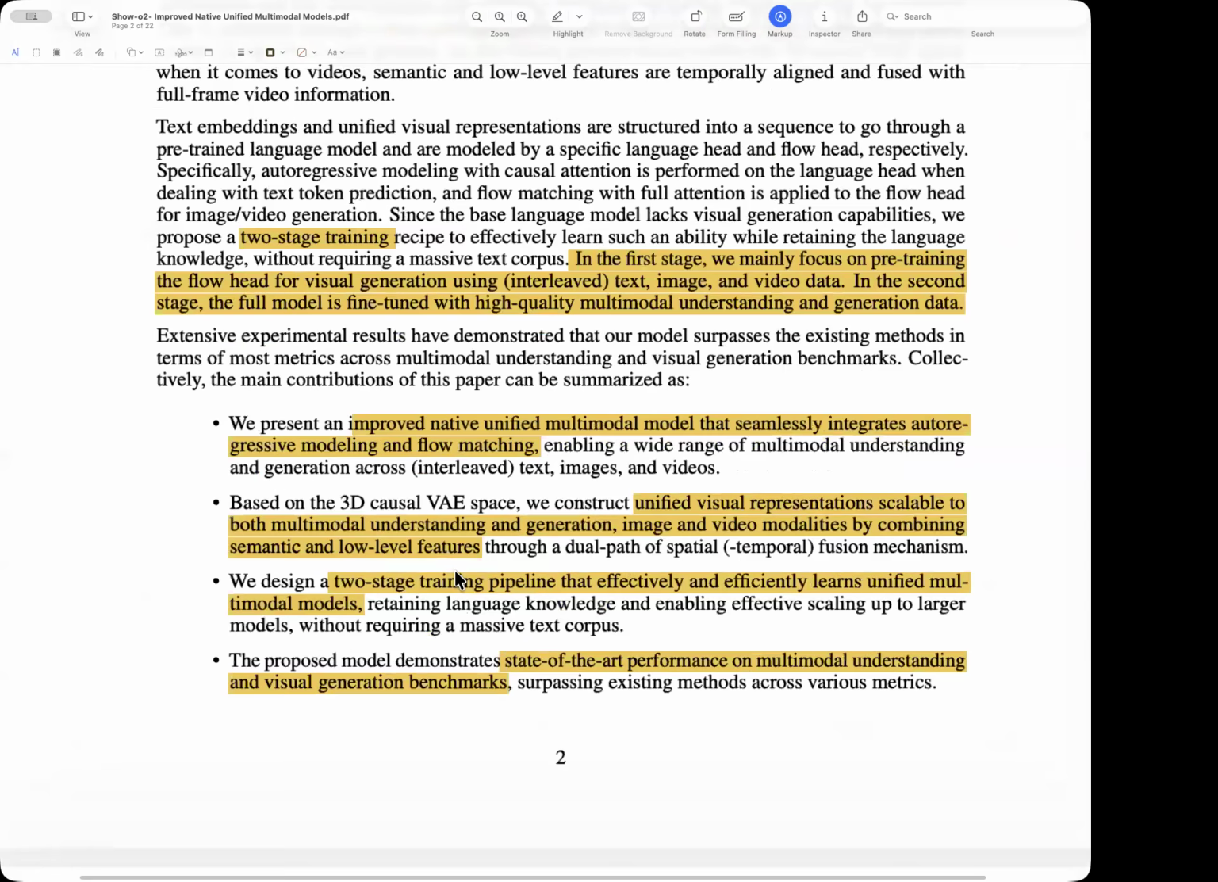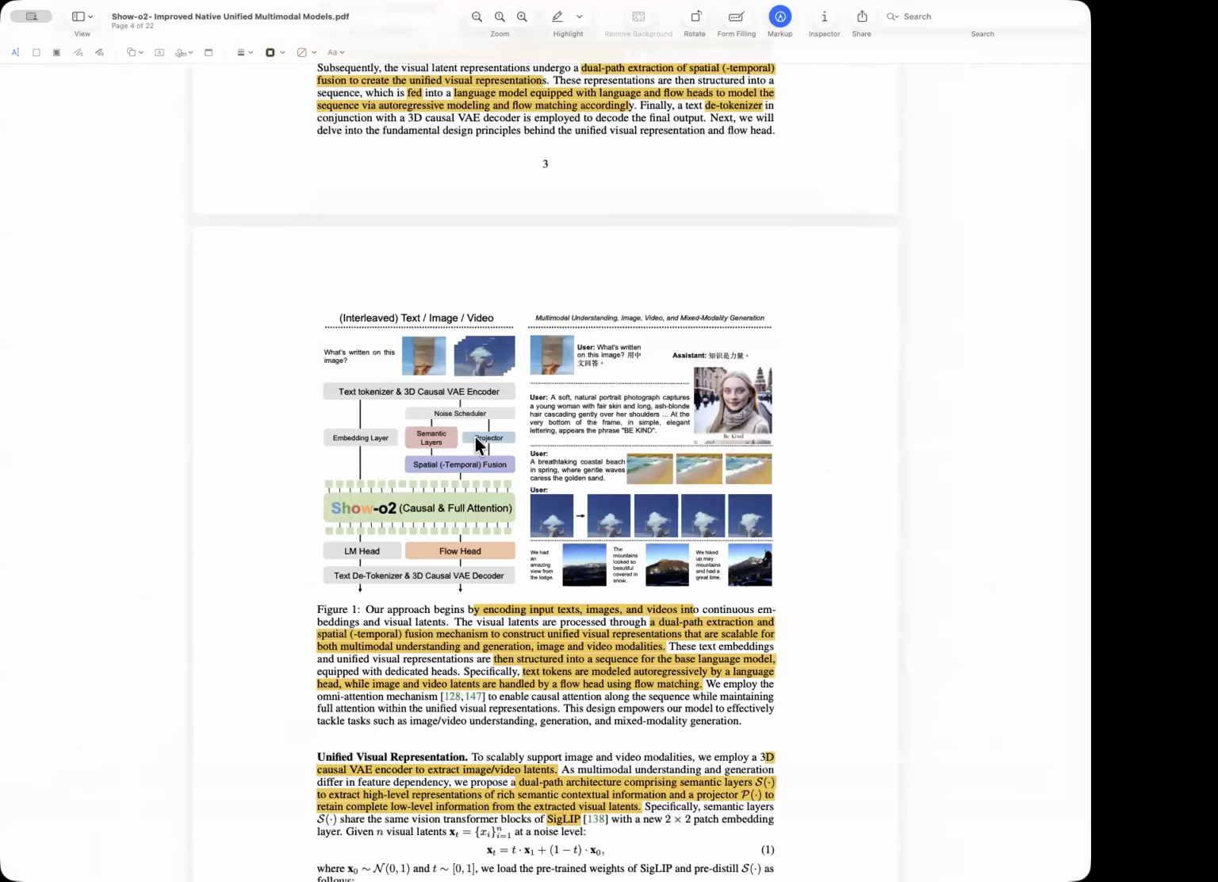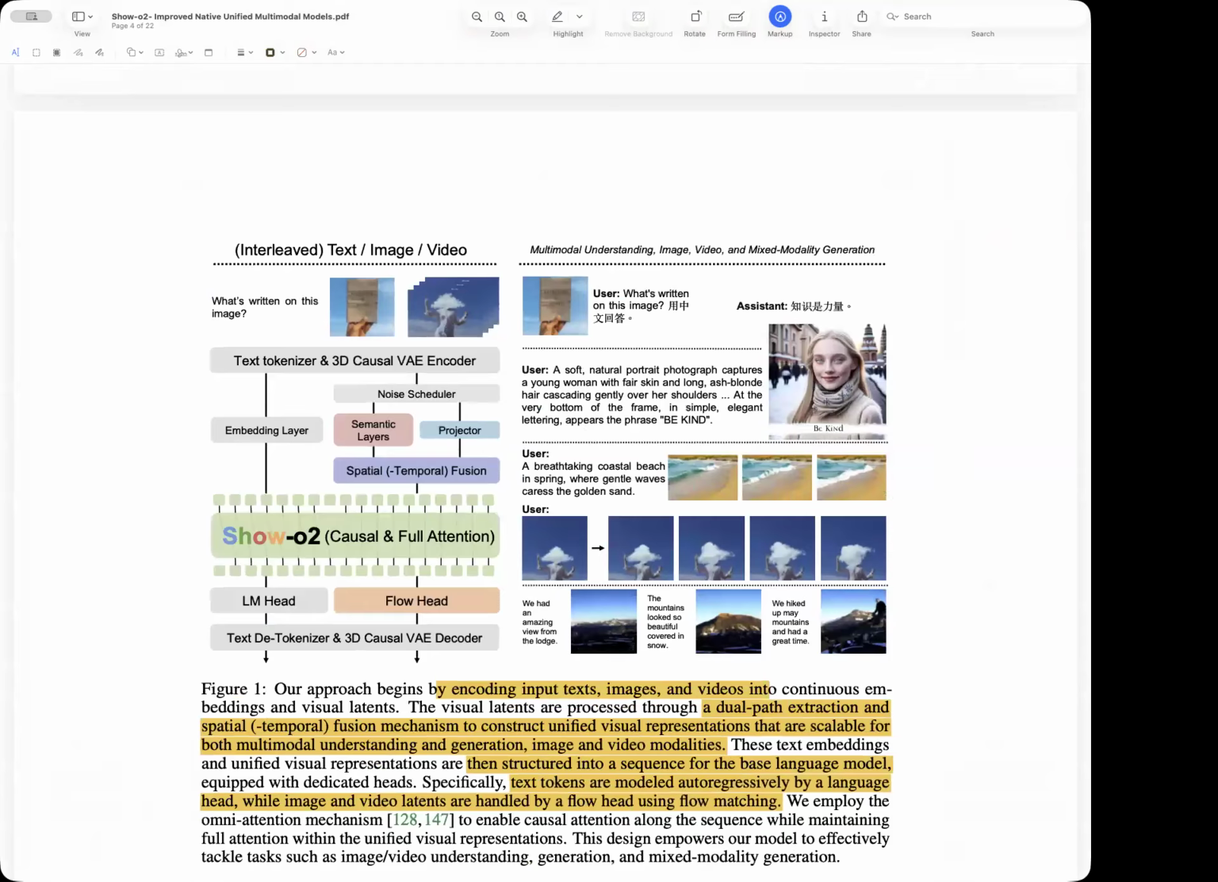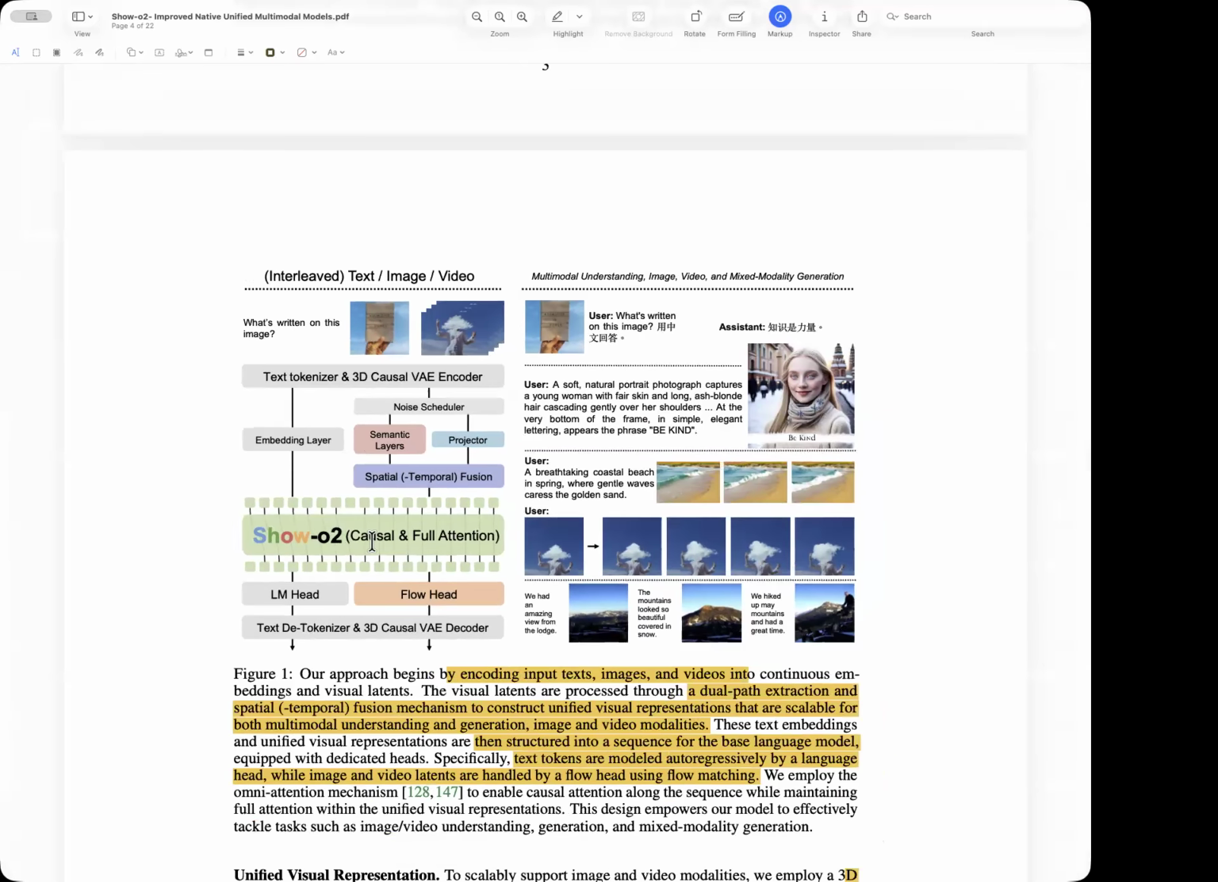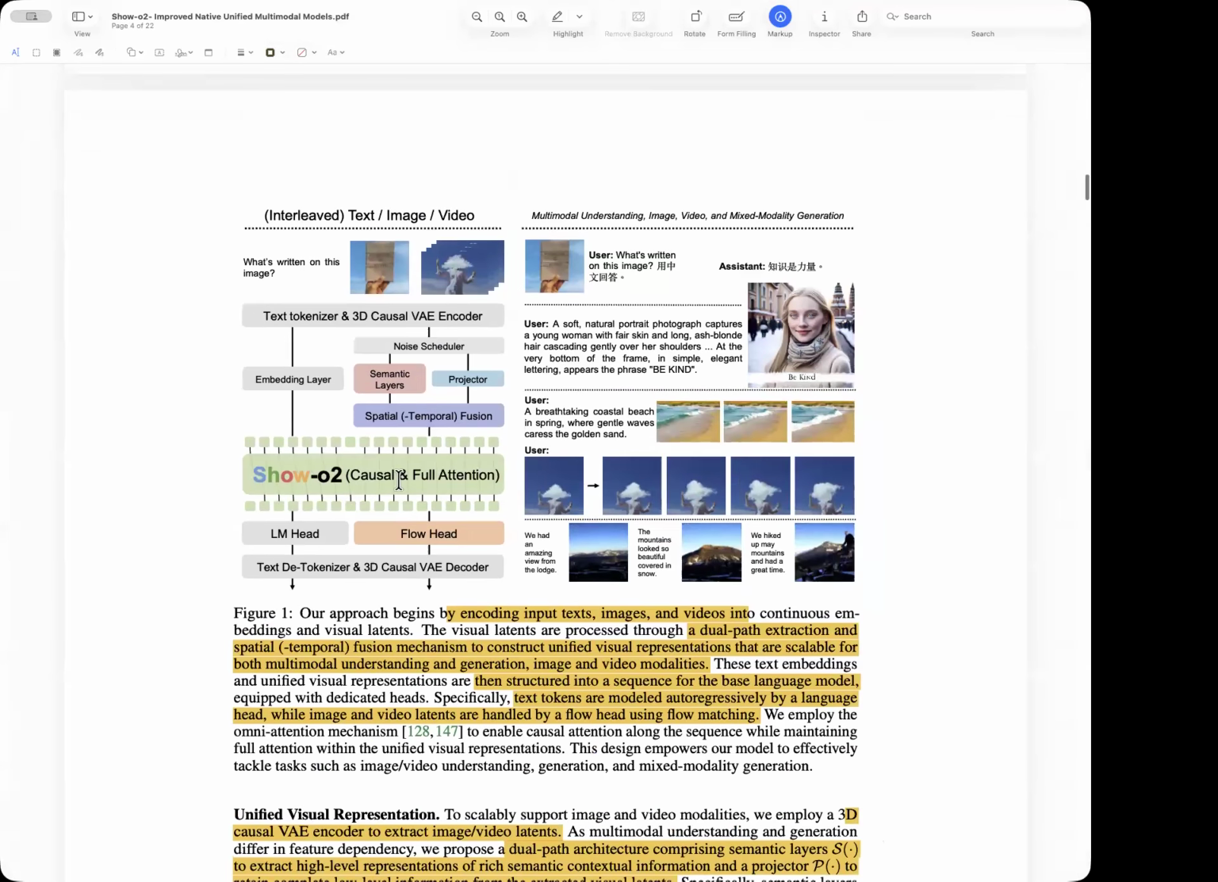Then we go into how they do it. There are four stages to this architecture, and this is that framework. Obviously there's one side that just takes in text. It's pretty straightforward: you have a text tokenizer, it gets embedded, and they have a fancy attention mechanism here, I think called Omni-Attention, that we can scroll into later. Then there's an LM head for text decoding. That side is pretty straightforward, but the other side is the flow for images and vision.